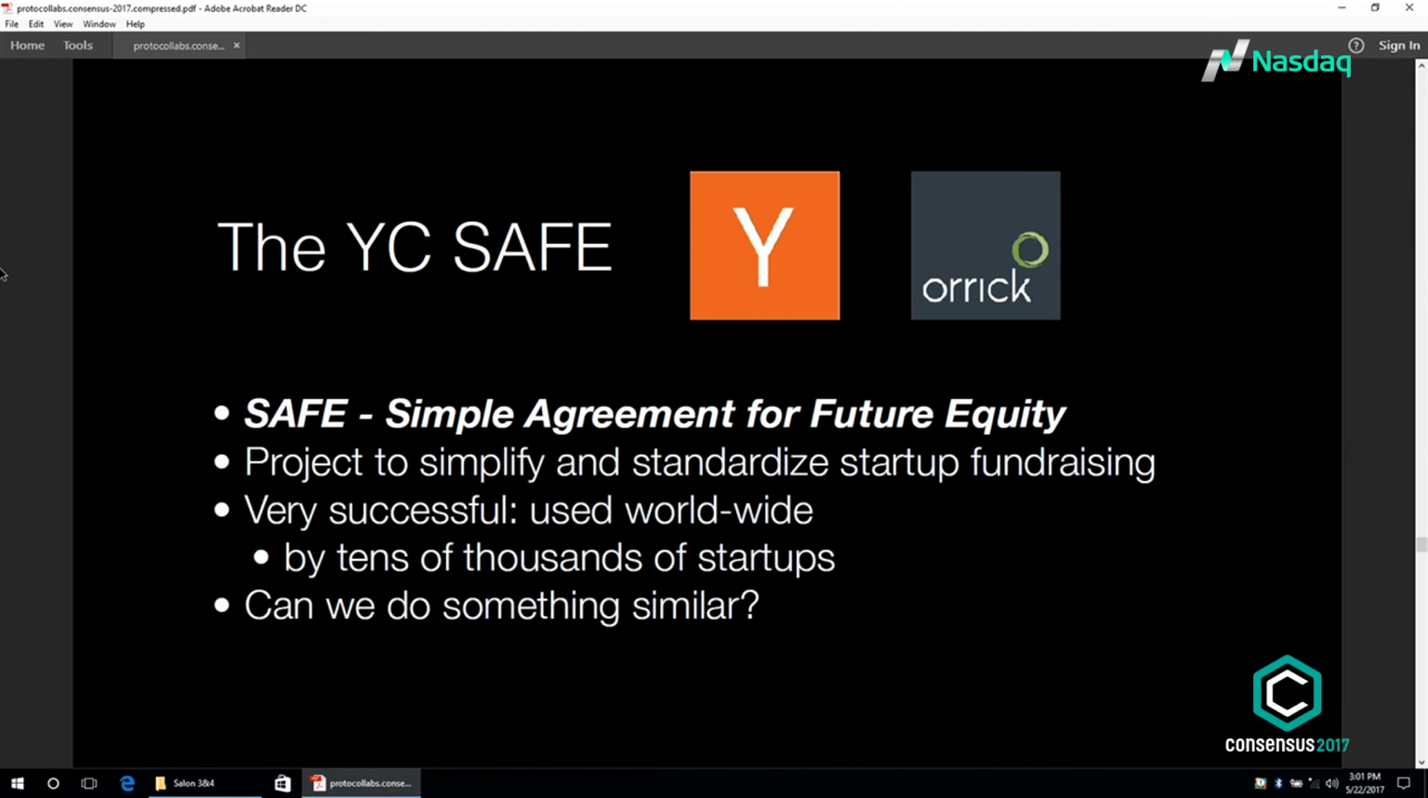So, taking a step back, YC did a whole bunch of interesting legal innovation when they created the simple agreement for future equity, the SAFE. They encountered a landscape that was kind of turbulent. There were all these convertible notes and a whole bunch of complexity, and they tried to simplify it with a standard. And that helped a ton of companies. The SAFE has been used by tens of thousands of organizations. So can we do something similar?